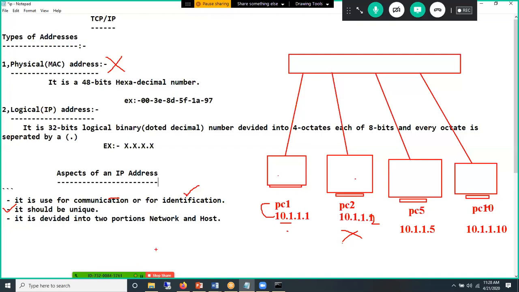Now the next point: an IP address is divided into 2 portions, the network portion and the host portion. This is very important to understand all the time. Most of the time, administrators make mistakes with the network and host portions. So let us understand what the network and host portions in an IP are.